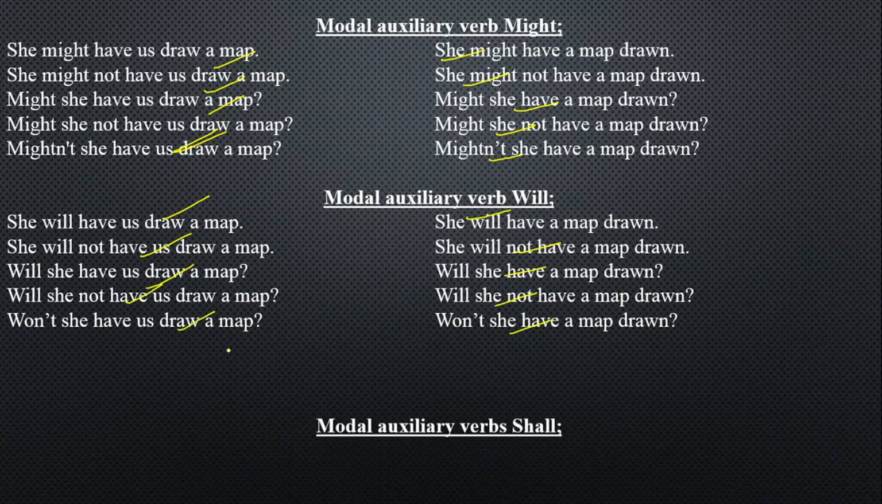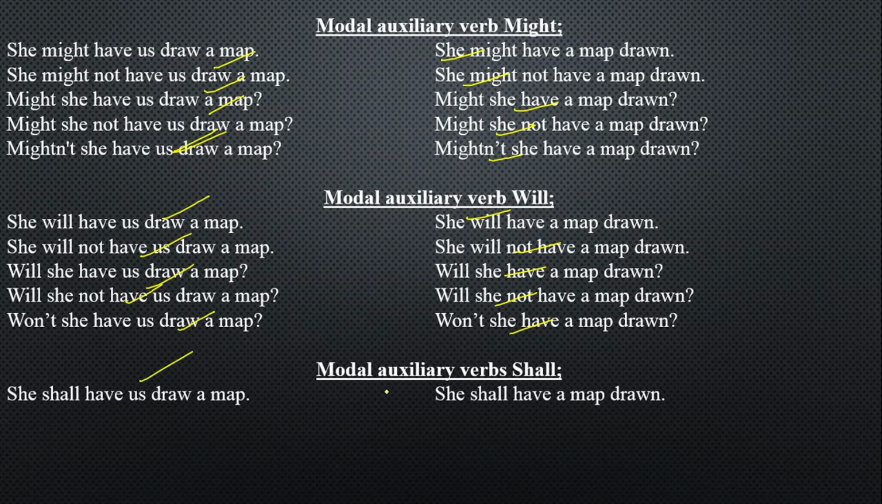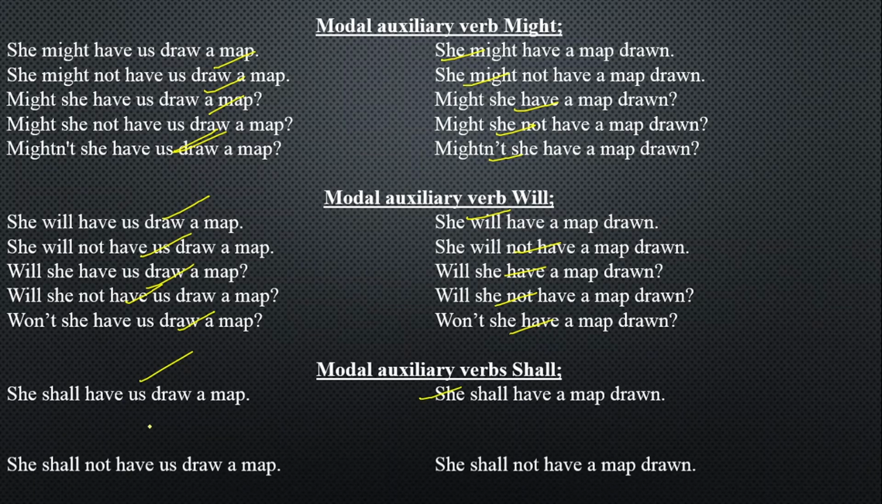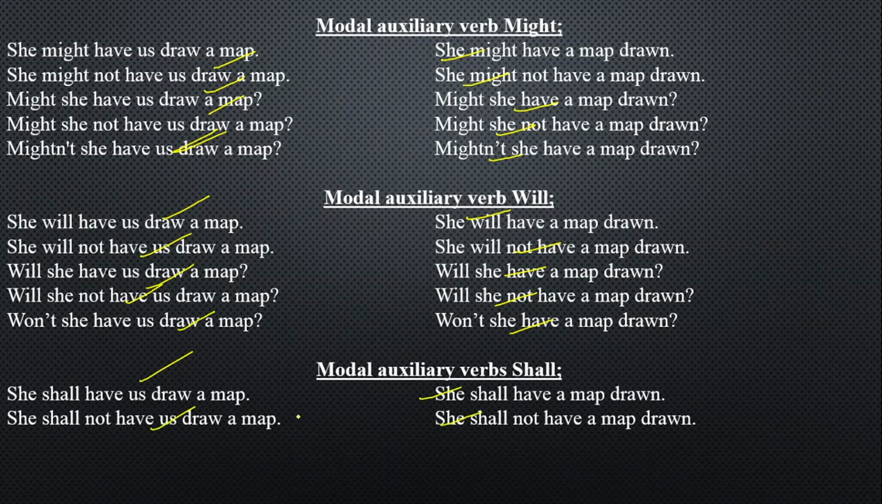Next is shall. She shall have us draw a map. She shall have a map drawn. She shall not have us draw a map. She shall not have a map drawn. Shall she have us draw a map? Shall she have a map drawn? Shall she not have a map?